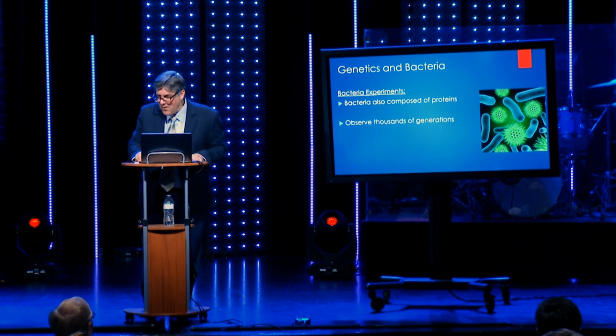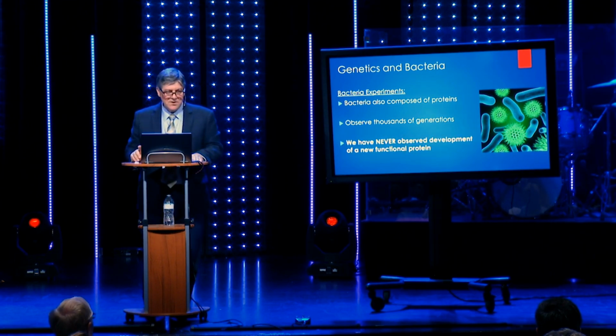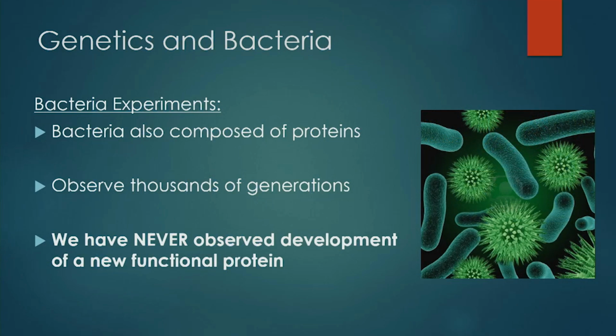Now, we've observed thousands of generations of bacteria. We have never observed the development of a new functional protein. Now, this is a big deal. If we were to observe evolution happening, it would happen right here with the development of new functional proteins. In other words, if one species is supposed to morph into another, it would require the development of thousands of new proteins. Yet we cannot observe the process that is required for it to happen. I think that's a big deal if you're going to call it science.